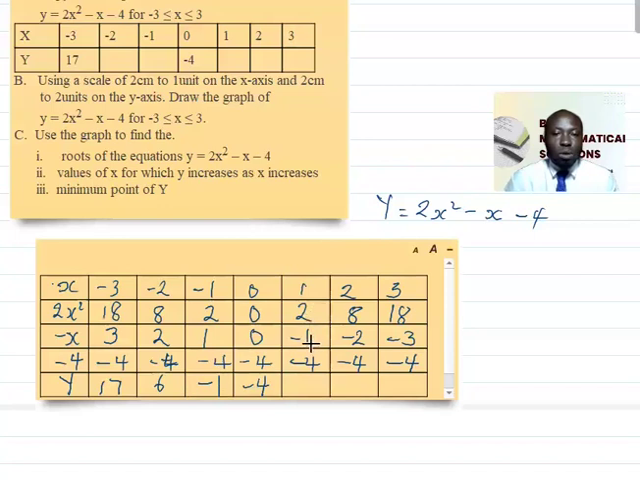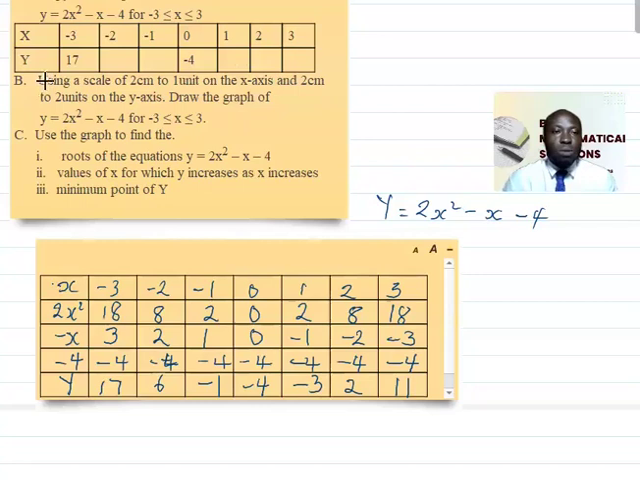2 minus 1, that's 1. 1 minus 4, that's minus 3. 8 minus 2, that's 6. 6 minus 4, that's 2. And 18 minus 3, that's 15. 15 minus 4, that's 11. So in a nutshell, we've been able to copy and complete the table given. Our missing values are 6, minus 1, minus 3, 2, and 11.